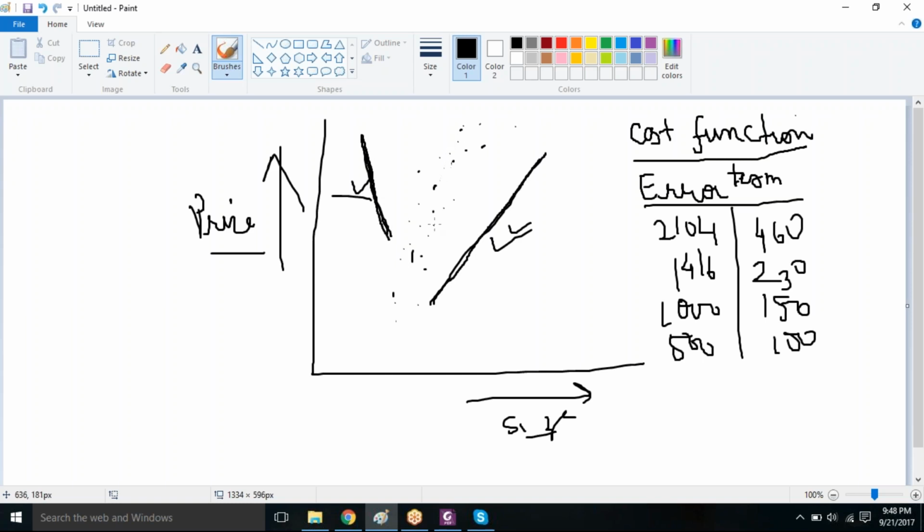For this particular data, I want to know which one is a better fit. None of them is the best fit. Just for comparison, I am telling which one is the better fit. If I know this line, I must be knowing the theta naught and theta 1 of this line. Also, I will be knowing theta naught and theta 1 of this line. Isn't it? So now I am going to calculate the cost function or say the error.